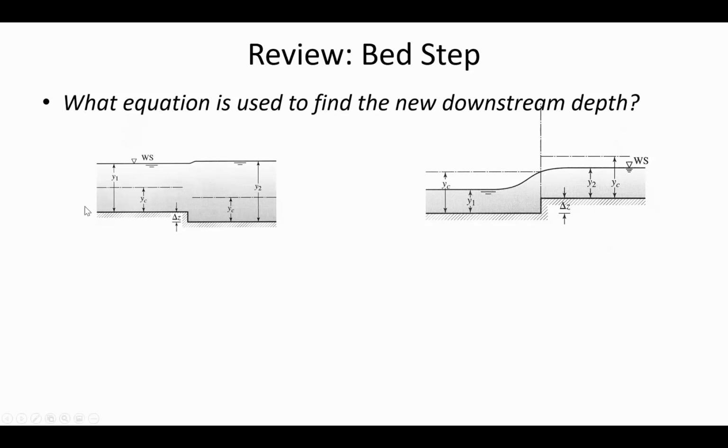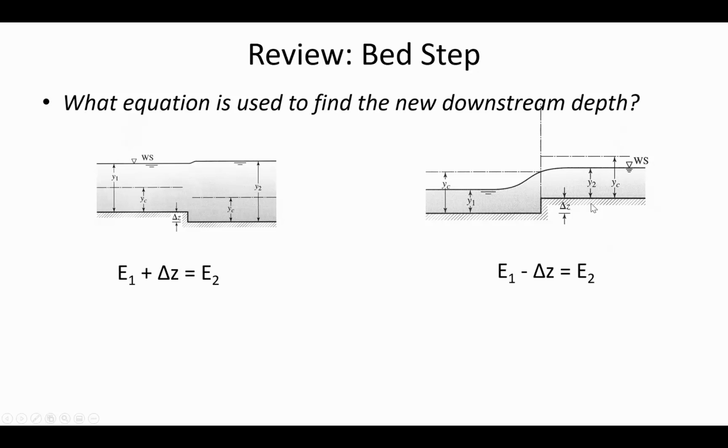And so if we're saying our datum is the bottom of the channel and then the channel itself drops down, then that's going to affect the specific energy. Here on the left, the specific energy is going to be greater at 2 because of the delta Z. Whereas if it's a step up, then there's less specific energy at 2 because of the step.